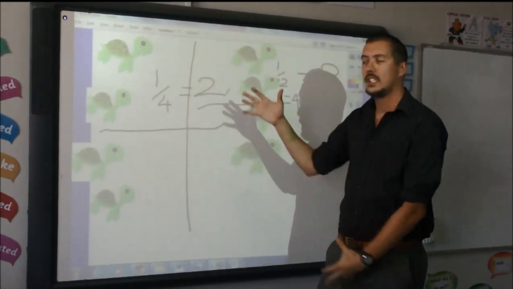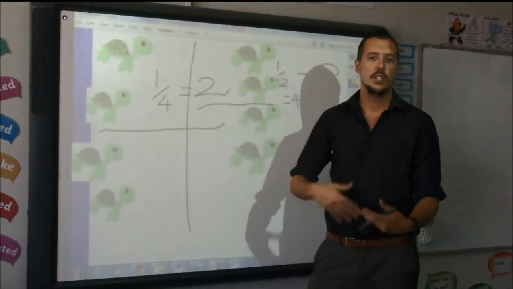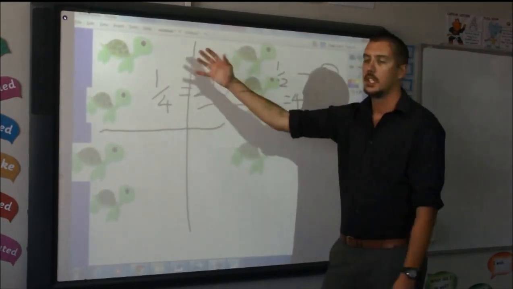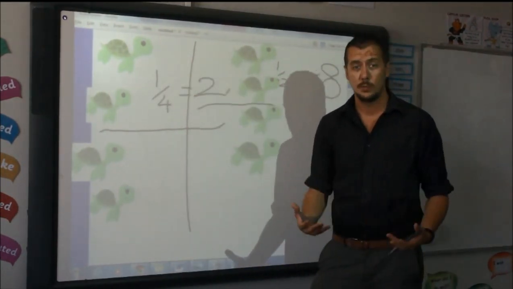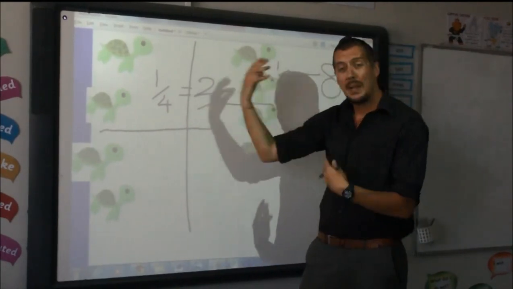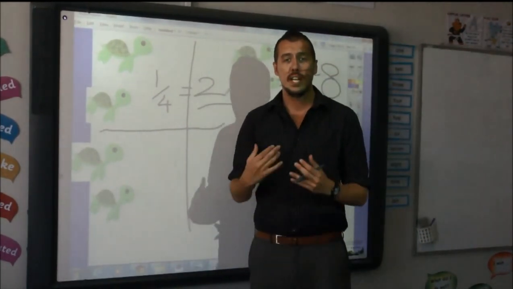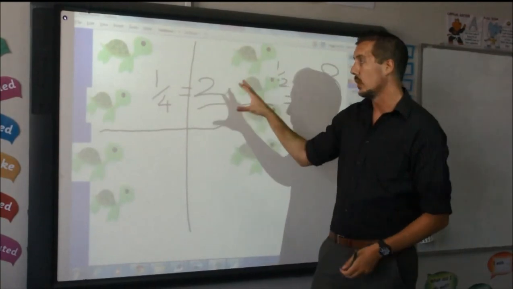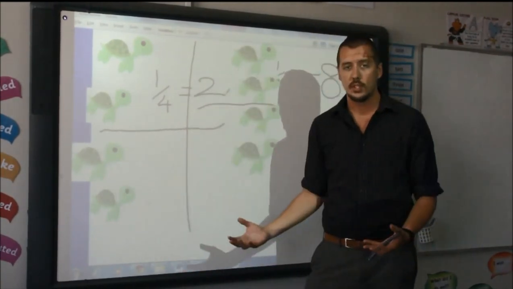Okay, now obviously this is quite a simple problem. You can make it more complicated, you can increase the number of objects, you can make the fractions more difficult. But constantly repeating activities like this will really help to reinforce this idea of what a quarter looks like, what a half looks like.